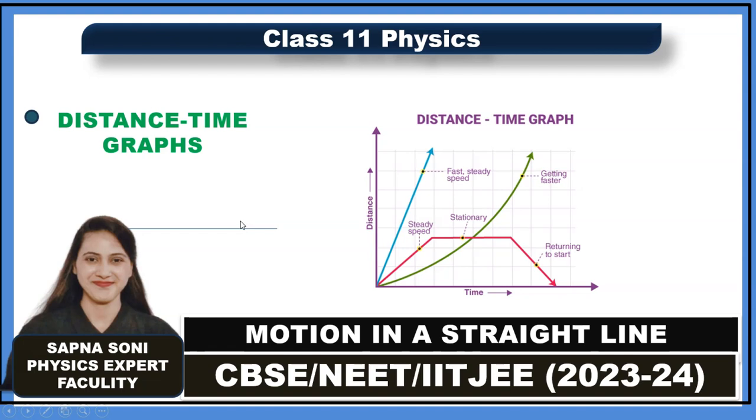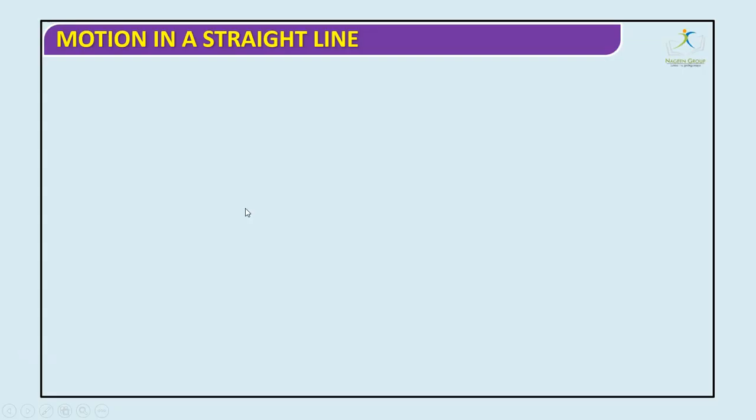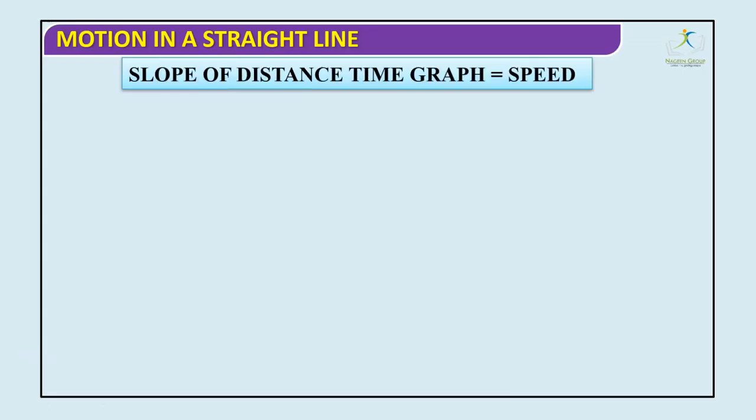Welcome to class 11th in the series on distance-time graphs. Let's move on to the first topic, the slope of the distance-time graph, which is equal to speed.